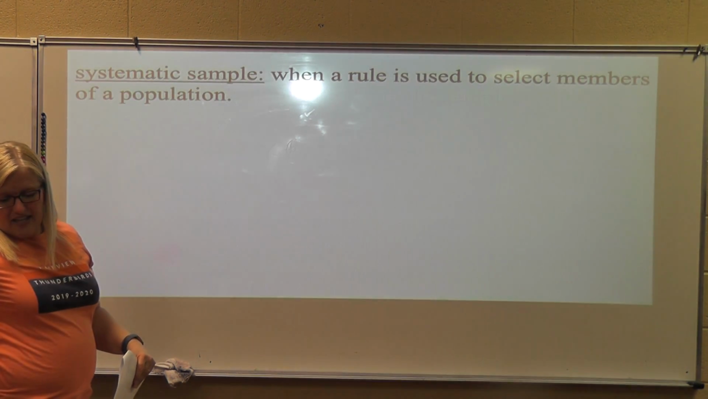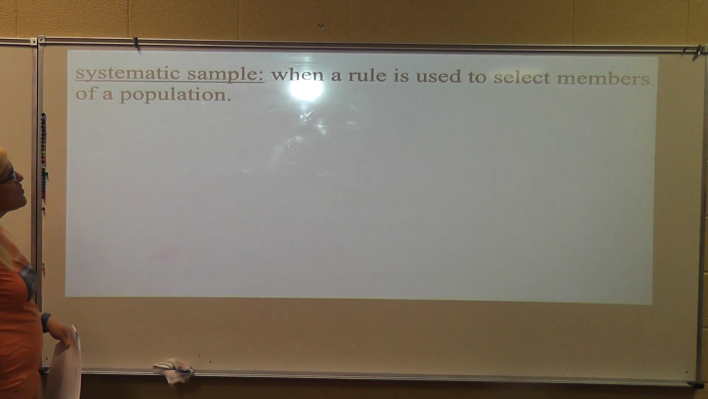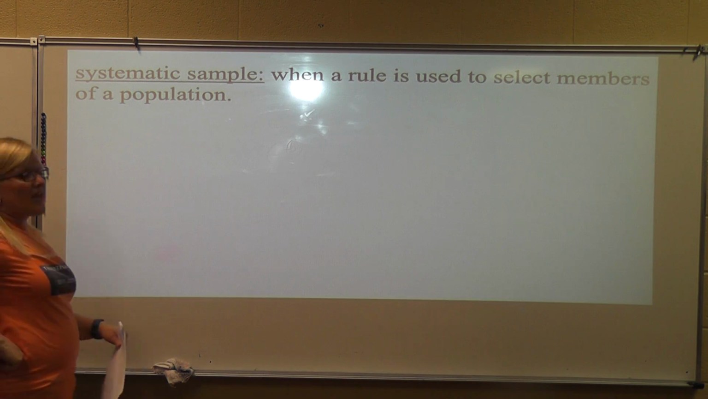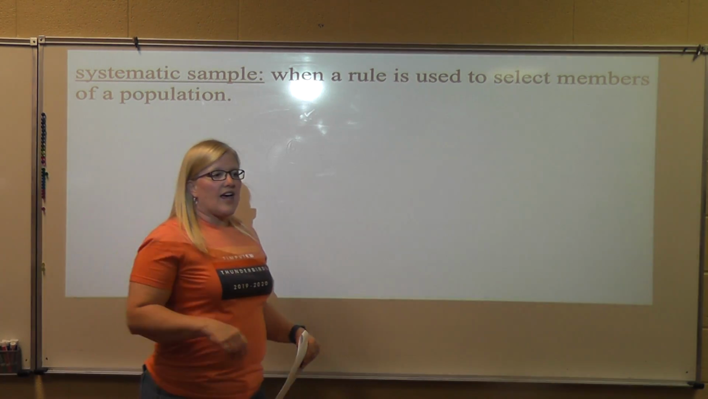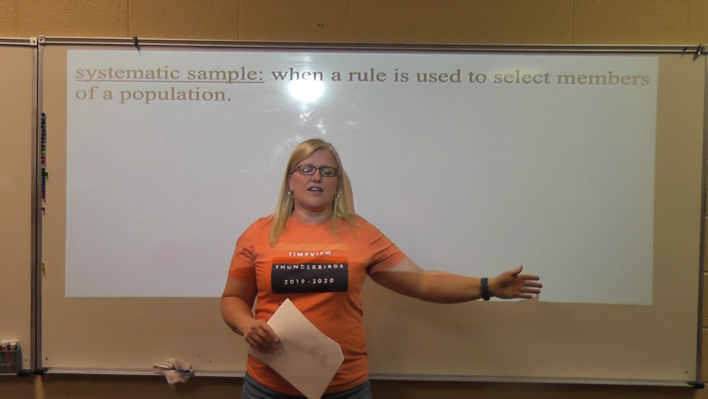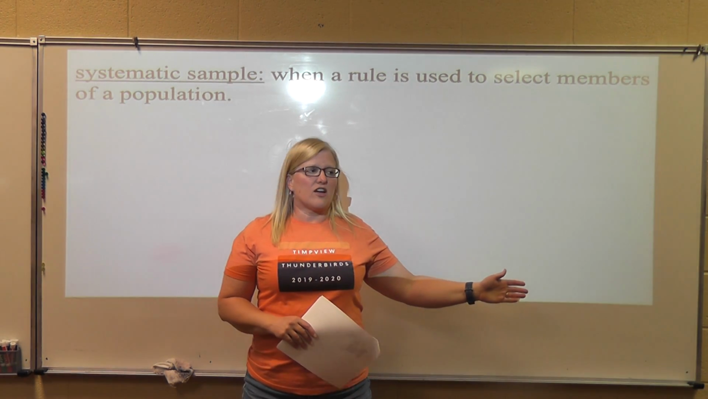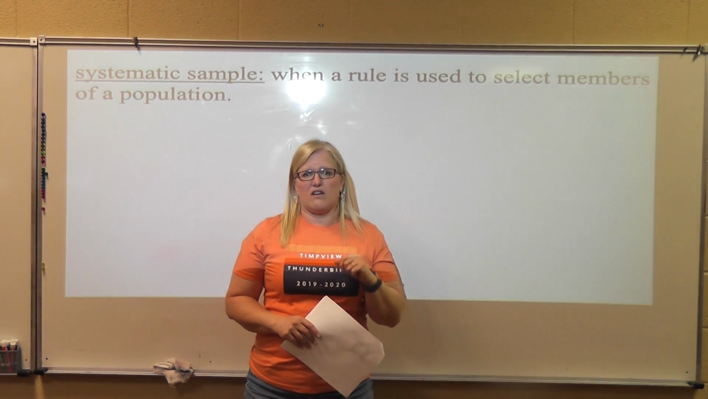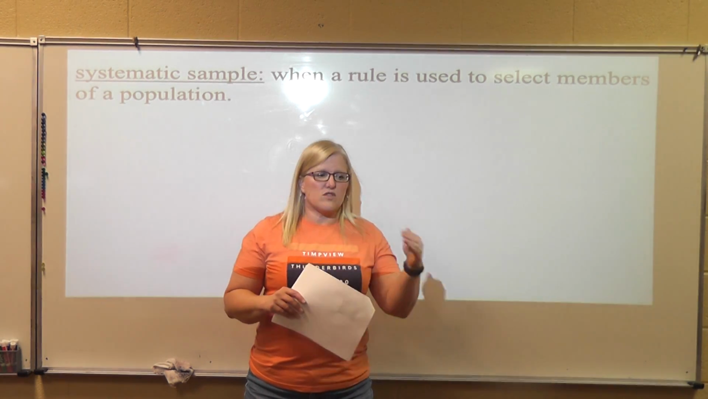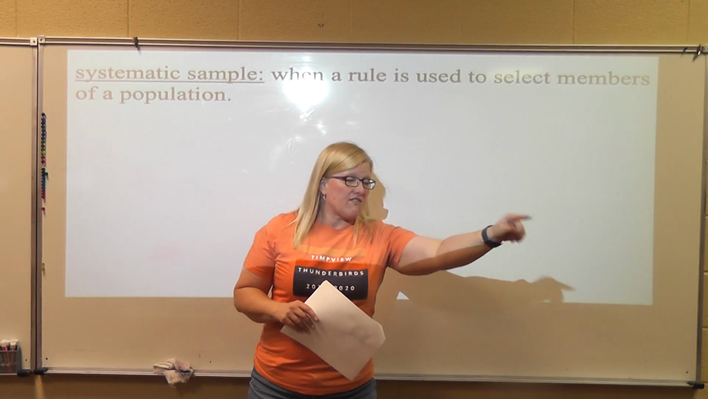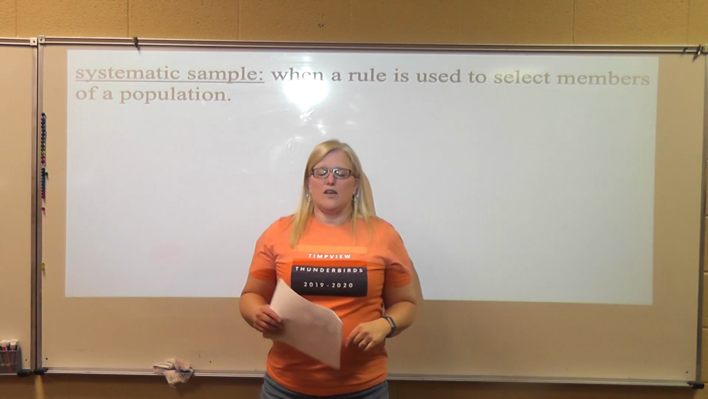Systematic sample. This is when a rule is used to select members of the population. So this would be like the kids at Timpview standing in line at lunch, and they're going to choose every 5th kid. They use this rule: 1, 2, 3, 4, 5, you. 1, 2, 3, 4, 5.